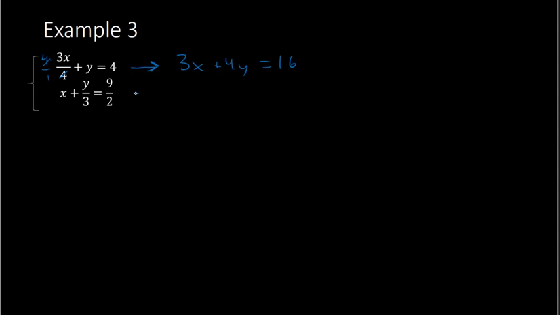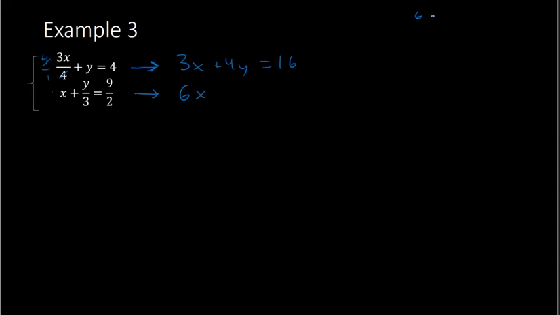Second equation, I see the denominators of 3 and 2. So the least common denominator is going to be 6. So I multiply everything by 6. So 6 times x would be 6x. 6 times y over 3.